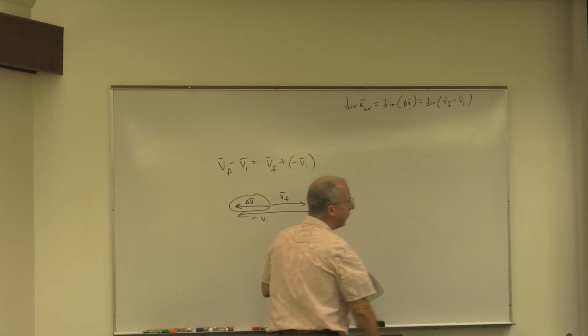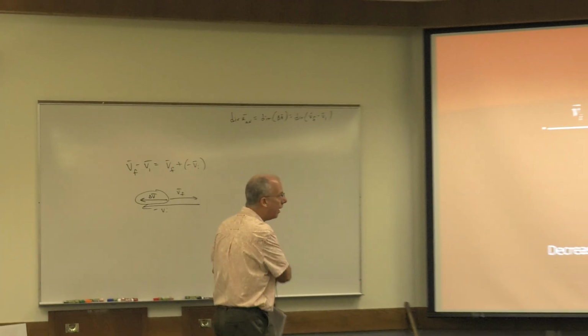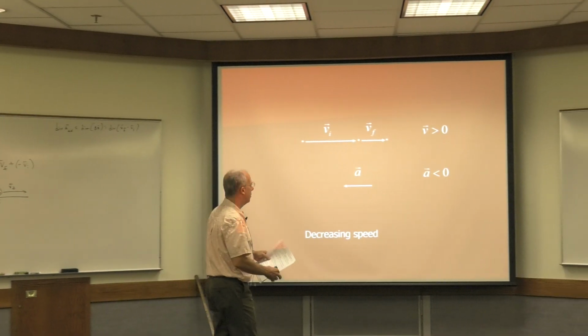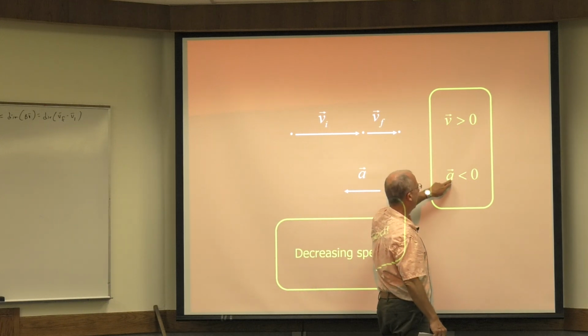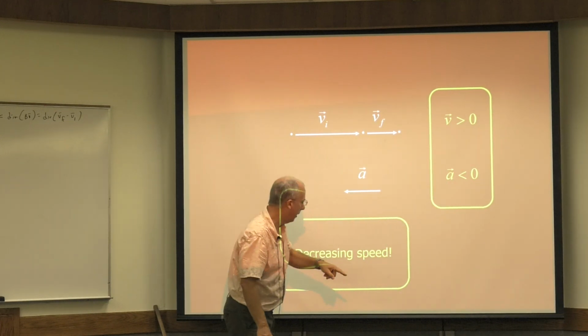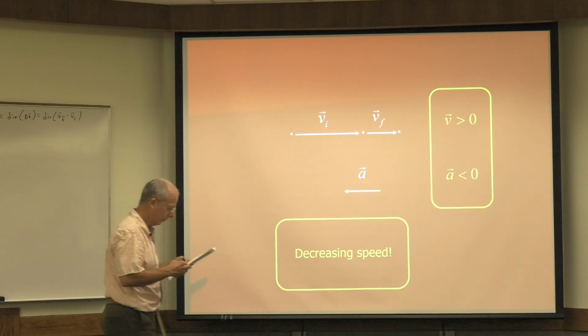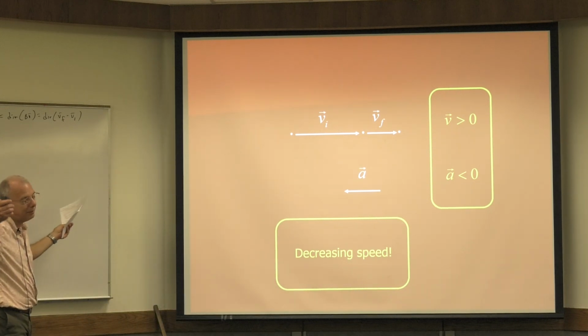So what's the sign of the acceleration? Negative, all right? So what do you notice? If the velocity and the acceleration have opposite sign, the thing slows down. So that's it, all right?